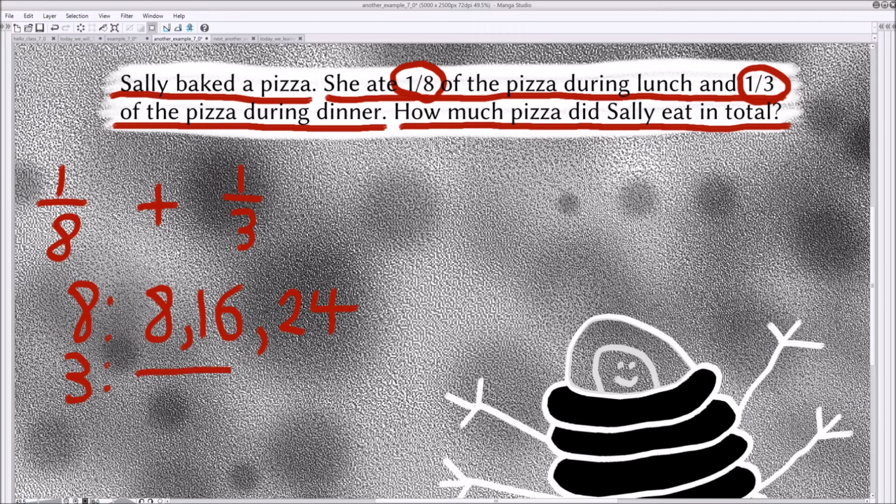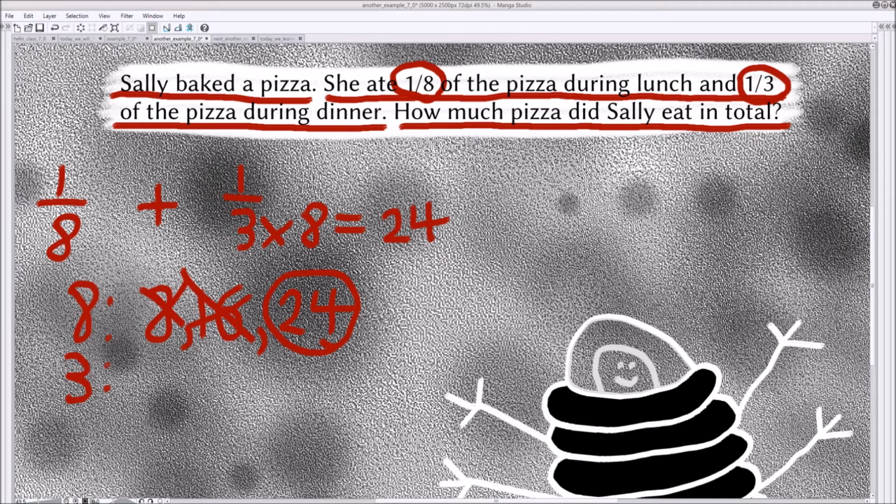Okay, now we could list out all of our multiples of 3, or we could just look at these numbers right here. And we can try to figure out, is 3 times a number going to equal any of these numbers? So is 3 times any whole number going to equal 8? No, it's not. Is 3 times a number going to equal 16? No, it's not. Is 3 times a number going to equal 24? Yes. 3 times 8 equals 24.